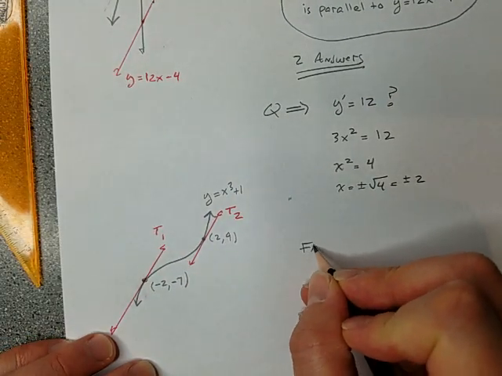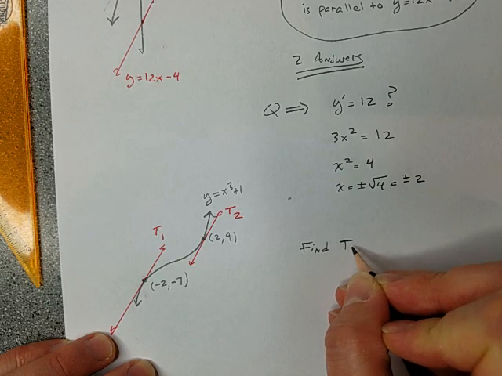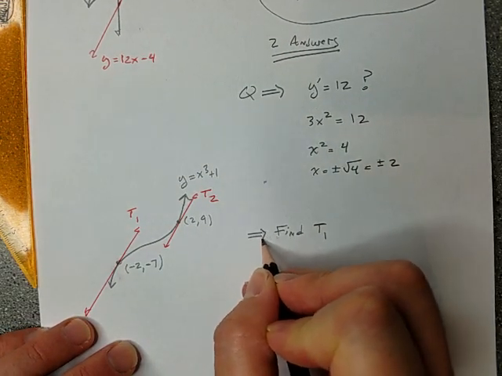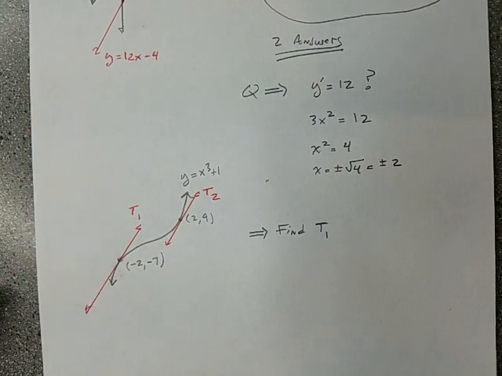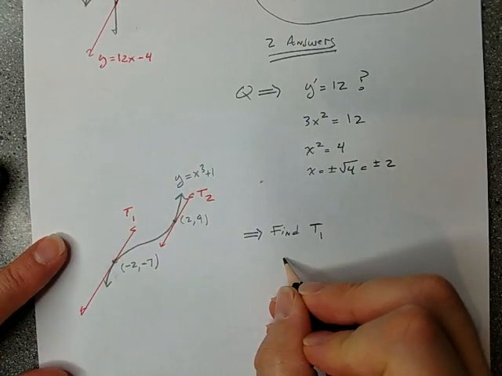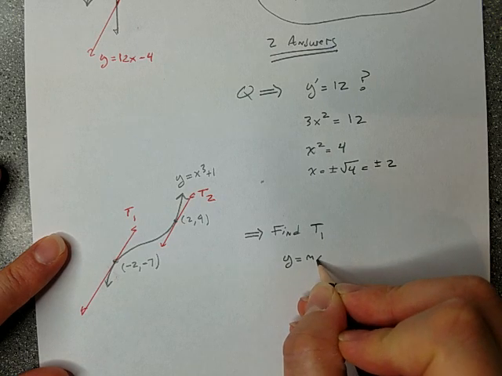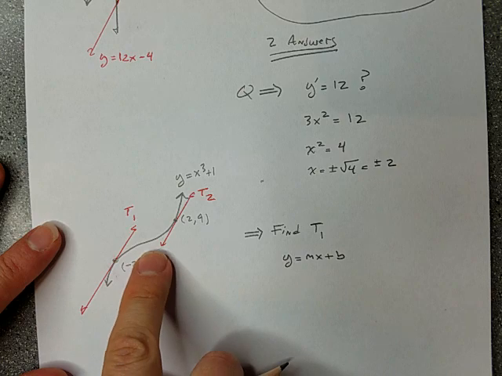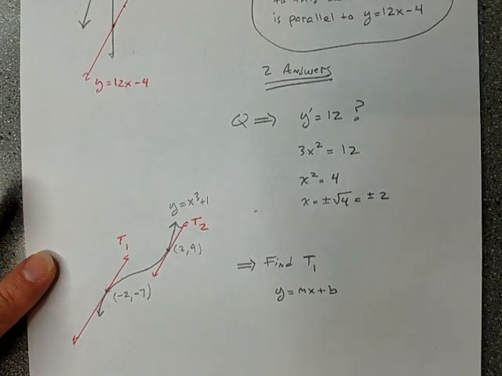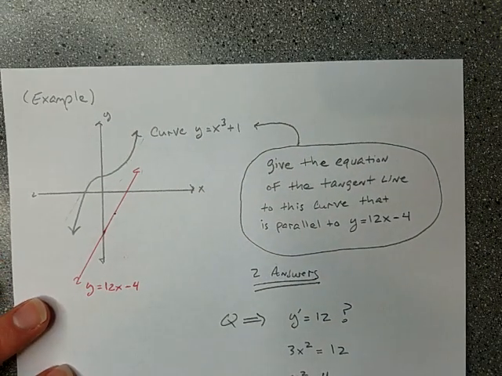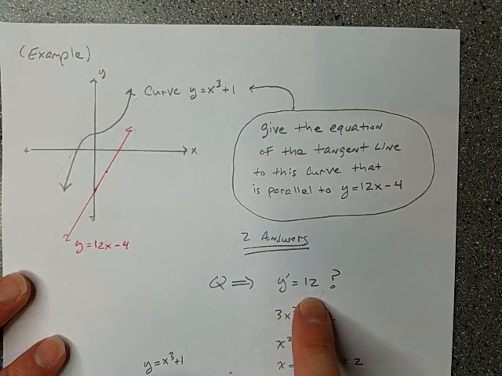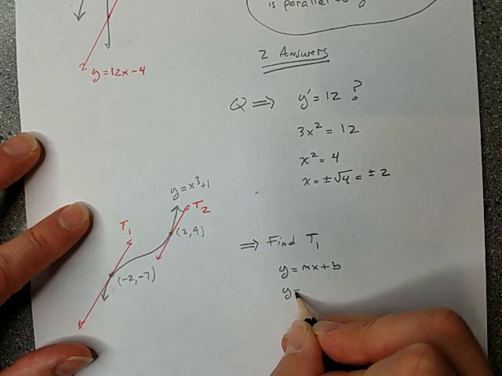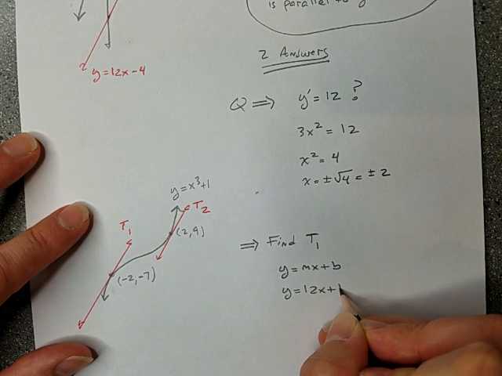Okay, so how about this? First we'll find, let's just do one at a time. Find tangent line T1, okay? All right, now, so what do I know about it? It is a line. Lines have the equation y equals mx plus b, okay? I know the slope of the line needs to be what? Well, the whole concept of the problem was that we were finding the tangent lines that have a slope of 12 in order to run parallel to this one. So it would be y is equal to 12x plus b, okay?